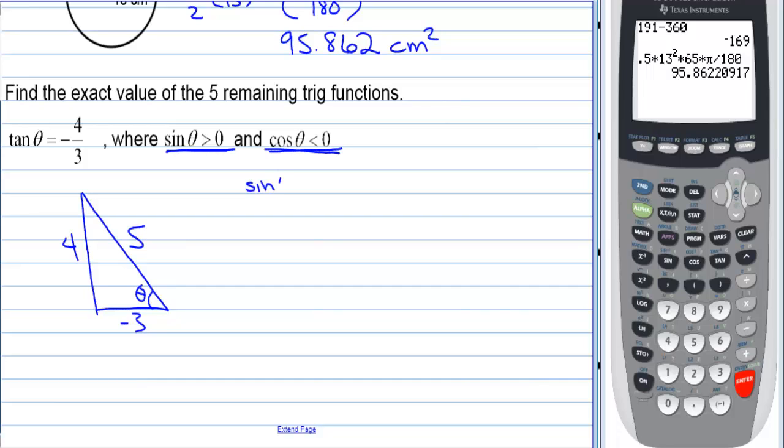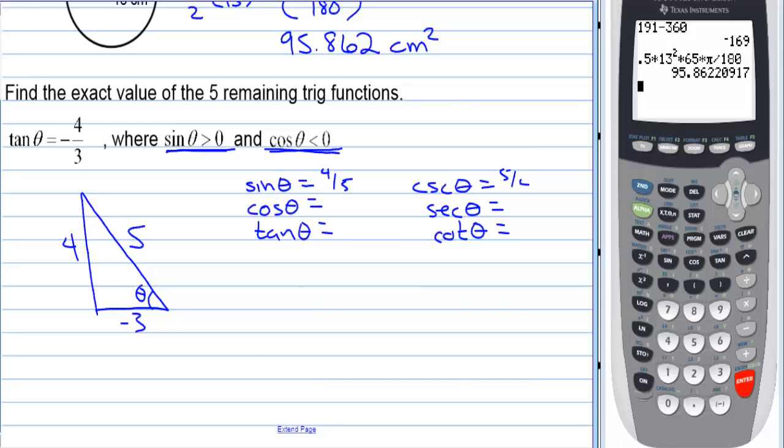Well, here's what I like to do. I make a little template, and I usually include the given also. It's only one more statement. There's the cosecant, there's secant, which is the reciprocal of cosine, and cotangent. So sine is opposite over hypotenuse, that's 4/5, so this must be 5/4. Cosine is negative 3/5, so this must be negative 5/3. This is the given, negative 4/3, so this must be negative 3/4.